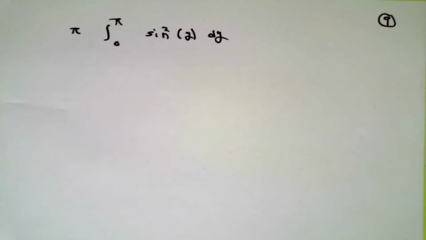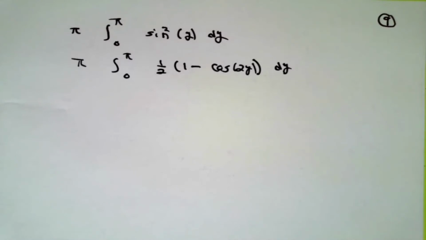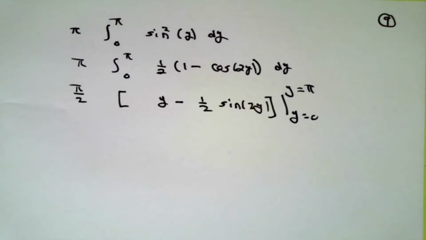Officially, we don't know how to do this integral yet, but thanks to our side trip into trigonometry, we actually do. Sine squared of something is 1/2 times 1 minus cosine of 2 times something. I'll take the factor of 1/2 out. And an antiderivative for what remains is easy to get. Antiderivative of a constant is the variable in question, which is y in this case. If y is the variable, 1/2 sine of 2y is an antiderivative of cosine 2y.